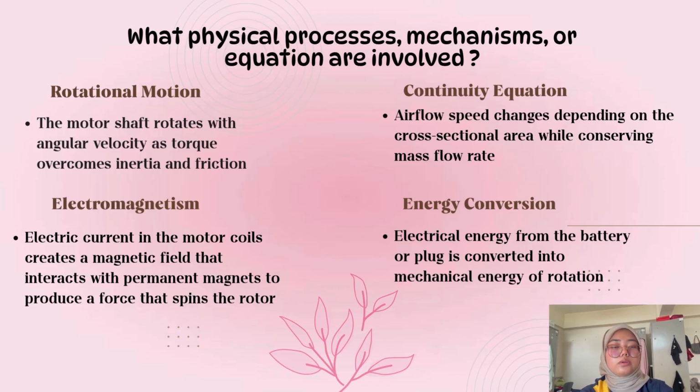The third one is the continuity equation. Airflow speed changes depending on the cross-sectional area while conserving mass flow rate. The fourth one is energy conversion. Electrical energy from the battery or plug is converted into mechanical energy of rotation.